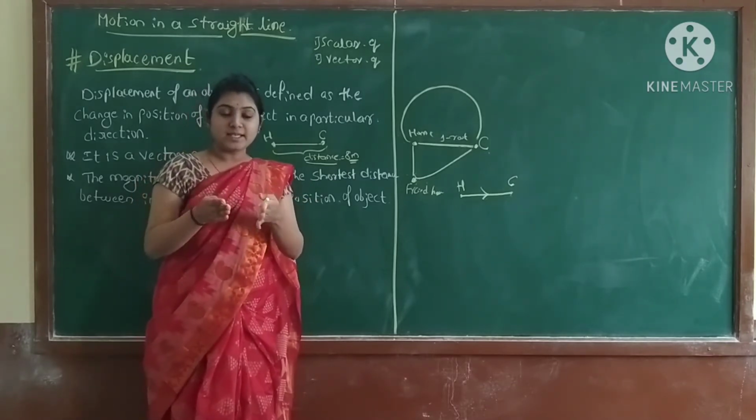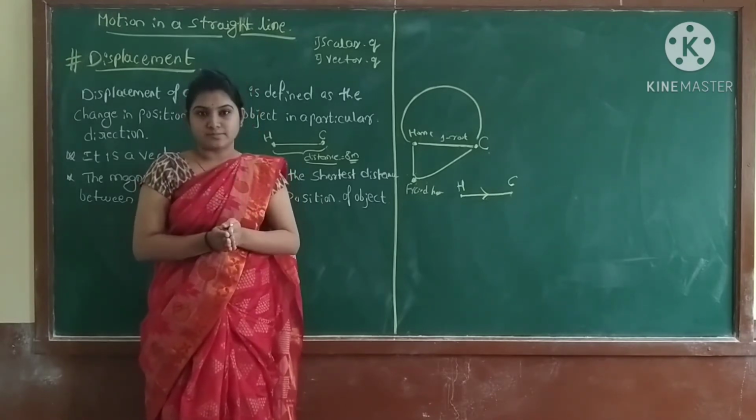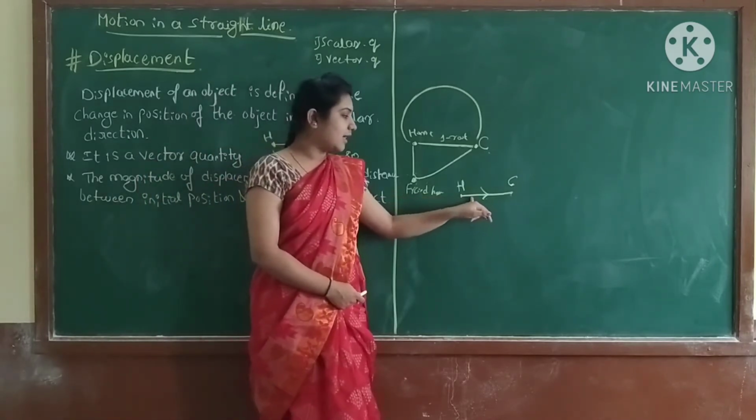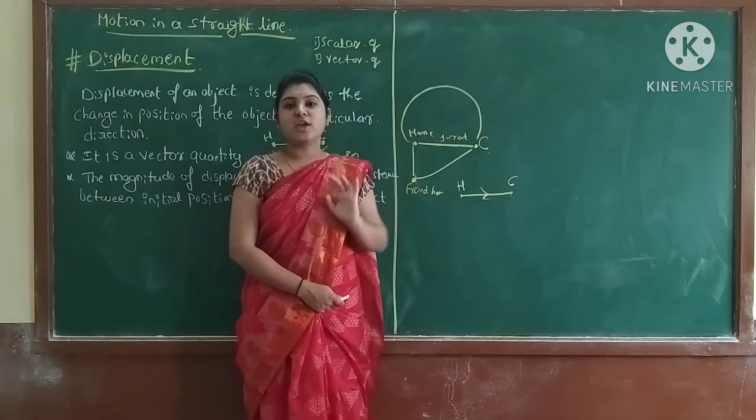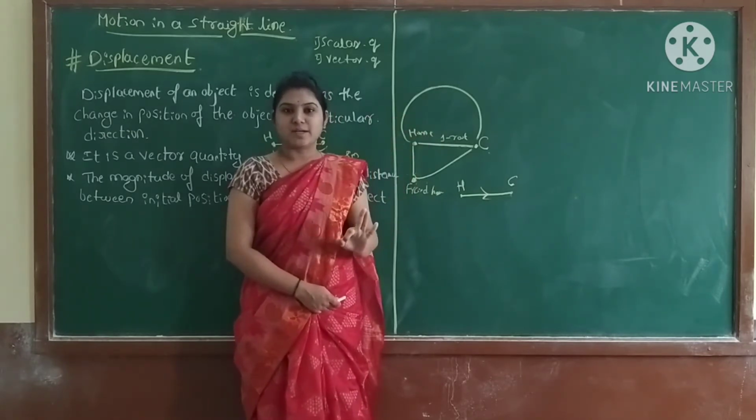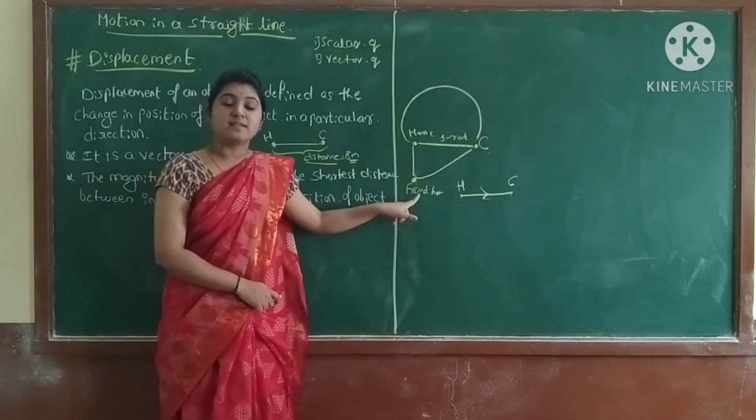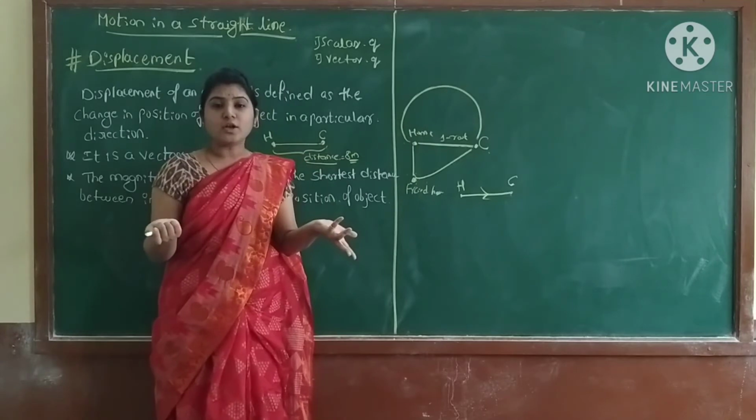See, here we are considering the particular direction. Here there is a particular direction. I go forward, that is, straight directly to the college. That is displacement. But here it is not like that. You first go to your friend's home, then after that you go to the college. No particular direction.